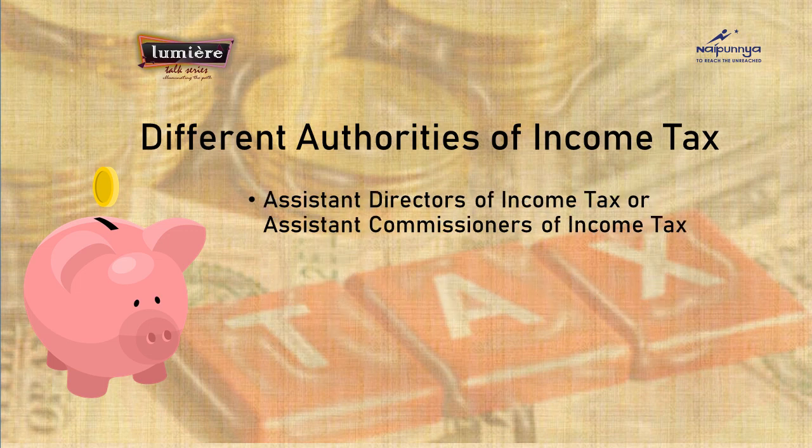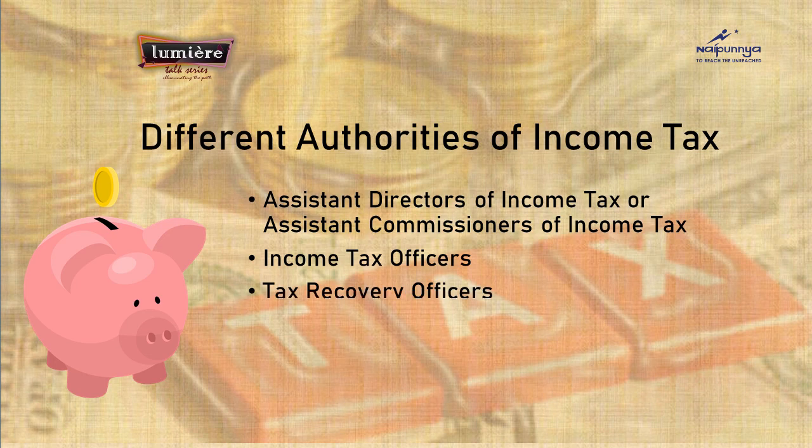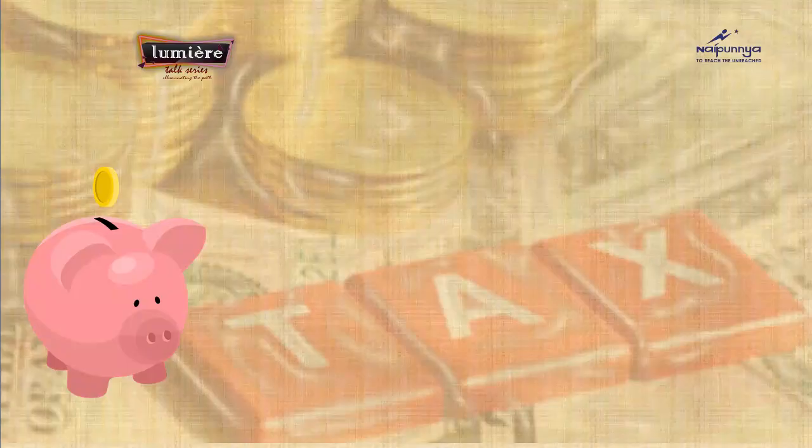Below that you can see Assistant Directors of Income Tax or Assistant Commissioners of Income Tax. And below that you can see income tax officers, tax recovery officers and inspectors of income tax. So these are the different authorities of income tax, starting with the CBDT or Central Board of Direct Taxes and ending with inspectors of income tax.